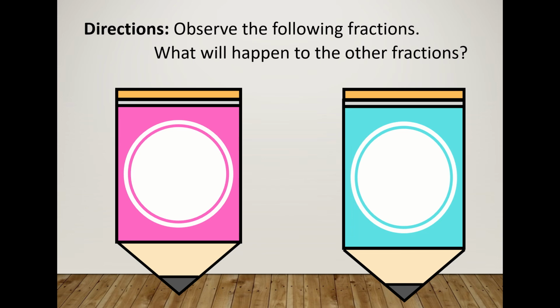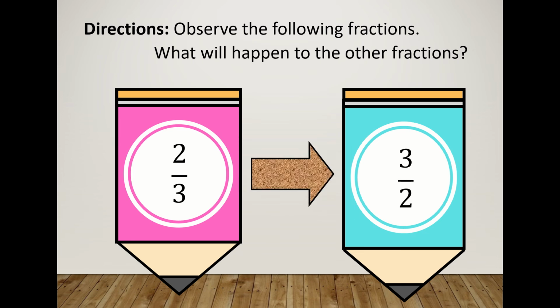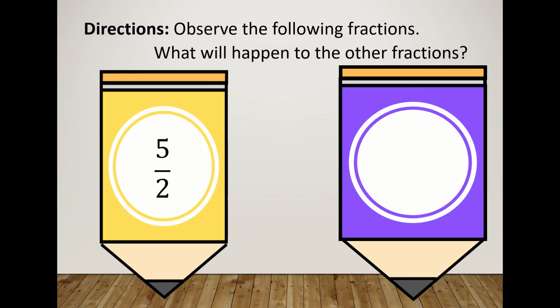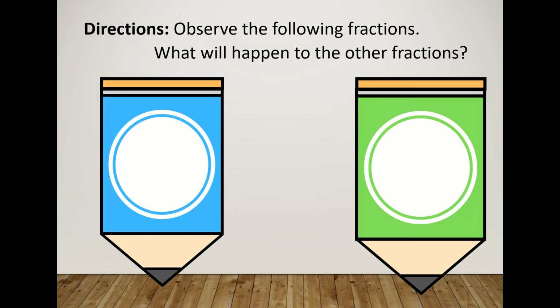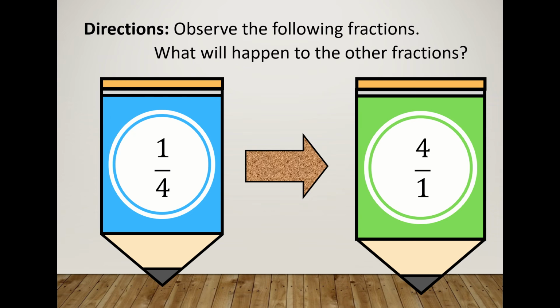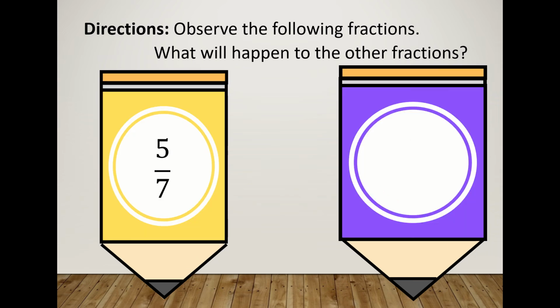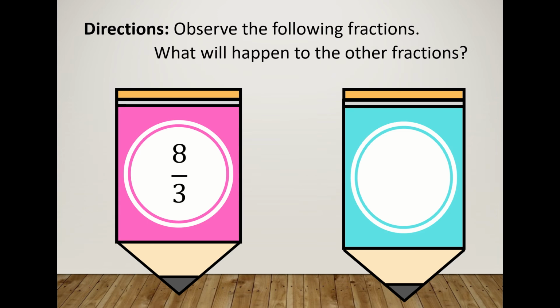You need to observe the given fractions here. So, from 2 over 3, it will become 3 over 2. That is our first example. Again, please observe the following fractions. The next one is 5 over 2. It will become 2 over 5. The third one is 1 over 4. It will become 4 over 1. The next is 5 over 7. It will become 7 over 5. And from 8 over 3, it will become 3 over 8.